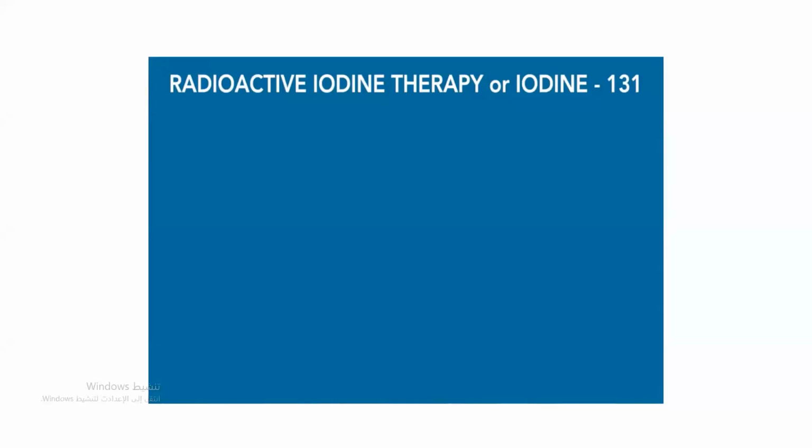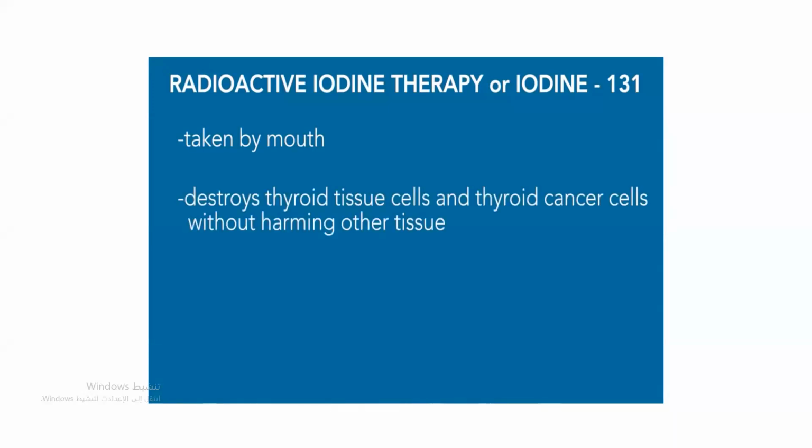Radioactive iodine is taken by mouth and collects in any remaining thyroid tissue, including thyroid cancer cells that have spread to other places in the body. Since only thyroid tissue takes up iodine, the radioactive iodine treatment destroys thyroid tissue and thyroid cancer cells without harming other tissue. As with any treatments, radioactive iodine may cause side effects.